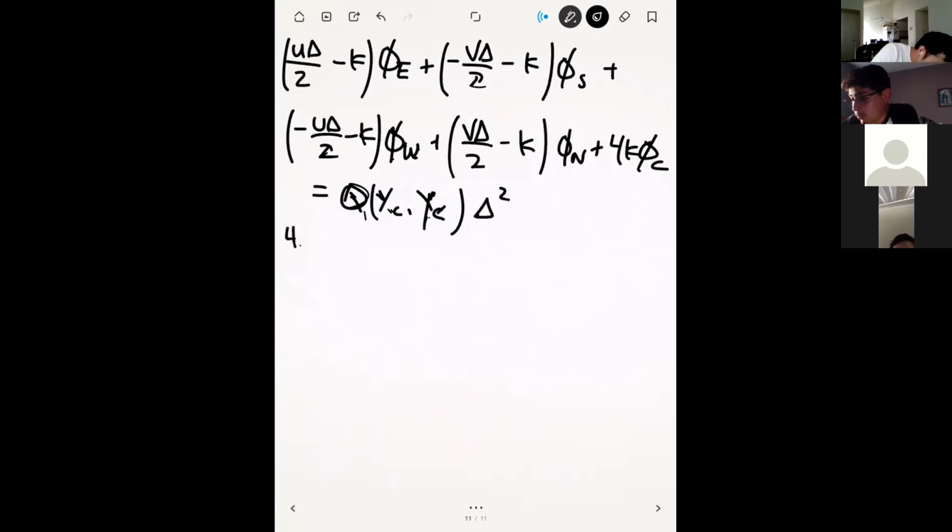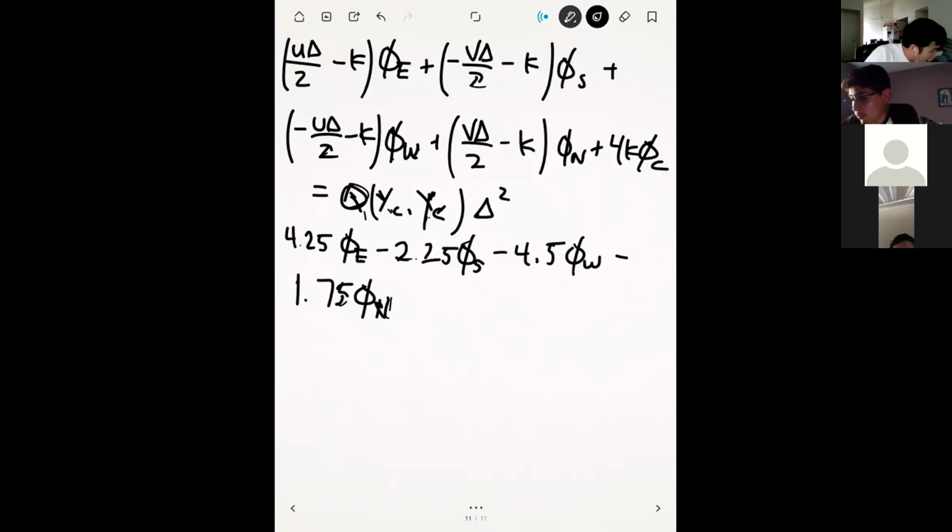So if we plug in all of our parameter values from the problem, we get the following numbers. So we get 4.25 phi on the east, minus 2.25 phi on the south, minus 4.5 phi on the west, minus 1.75 phi on the north, plus 8 phi C is equal to 3 over 16 times XC YC.